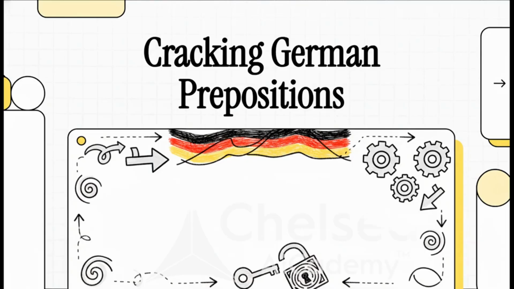All right, let's talk about something that gives almost every German learner a headache. Prepositions. They feel totally random, maybe even a little chaotic. But what if I told you there's a hidden logic to it all? A secret code just waiting to be cracked.